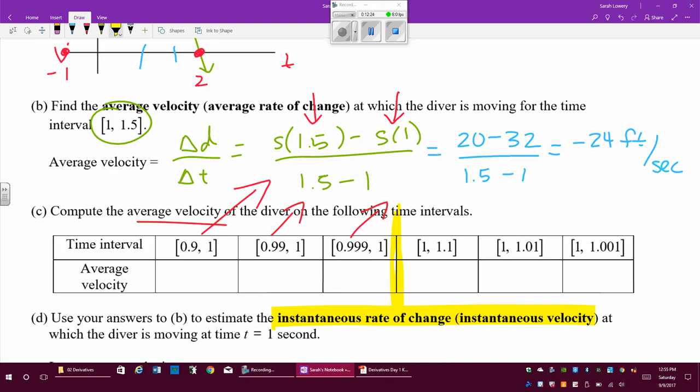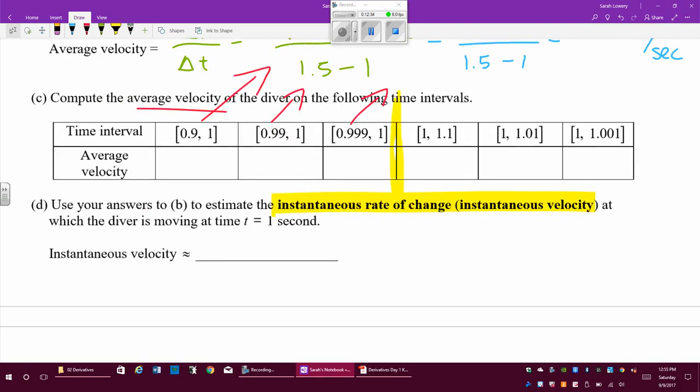So in your calculator, I want you to go find all of these average velocities using that delta D over delta T, and then I want you to make a guess as to what you think the instantaneous velocity is depending on your table, okay? And I'm going to check this as part of your video notes when you guys come back to class.